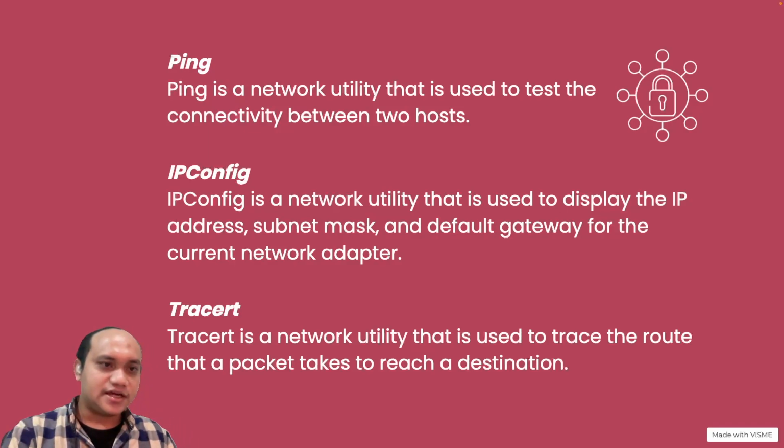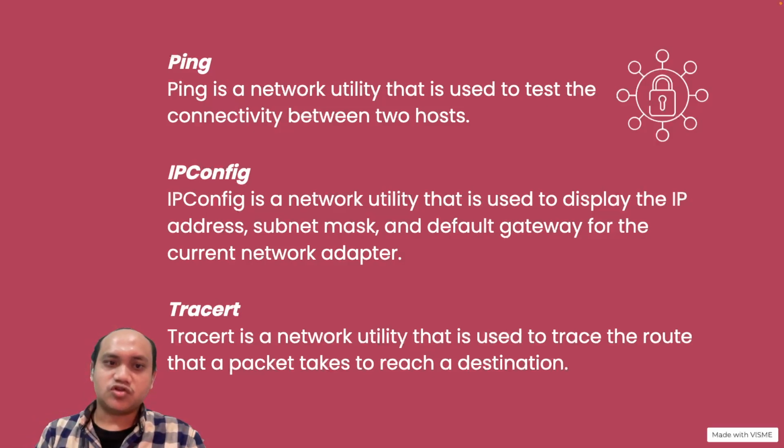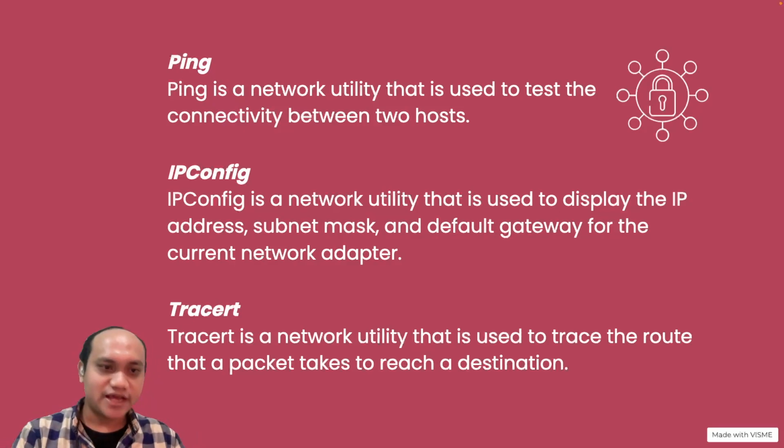And the second is ipconfig. This is an essential tool because ipconfig is a network utility that is used to display the IP address, subnet mask, and default gateway for the current network adapter. It can also be used to display other information about the network adapter, such as the MAC address and DNS server addresses.